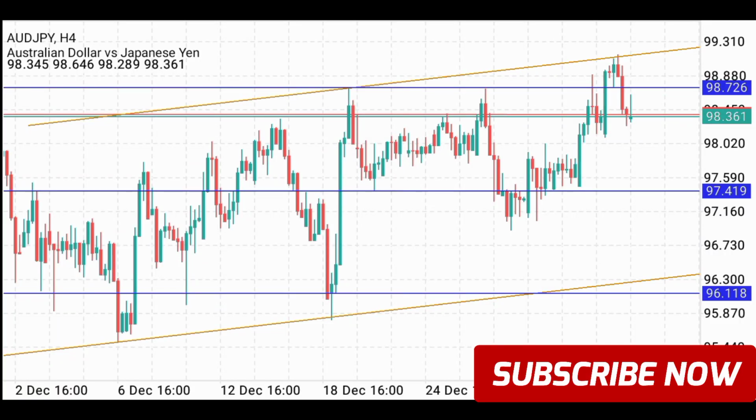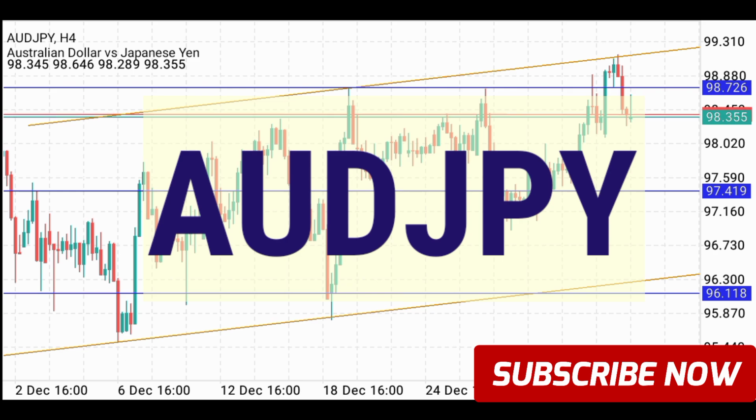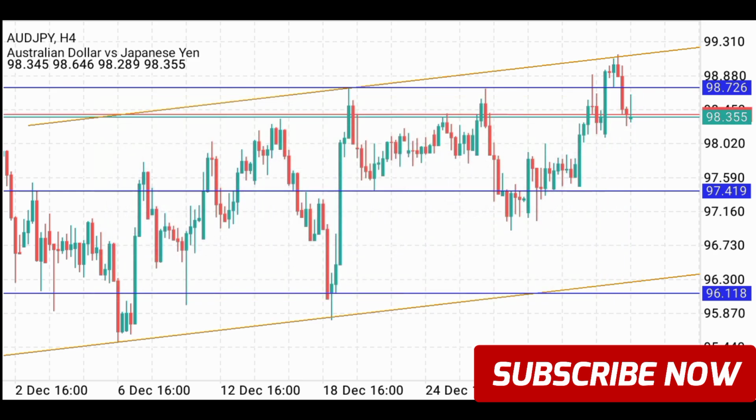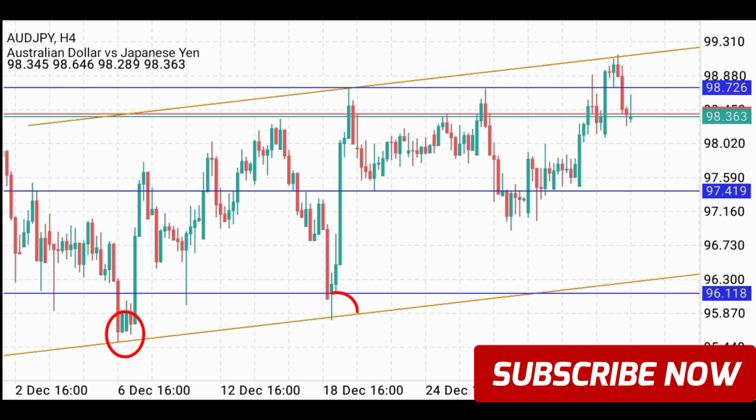So in this video, I'll be sharing with us the potential opportunity to make money in AUDJPY, that is Australian dollar versus Japanese yen currency pair. This is the 4 hours time frame chart, and as you can see in this video, this market is in an equidistant channel. The price has tested the channel support twice here and here, and it has tested the channel resistance twice here and here.